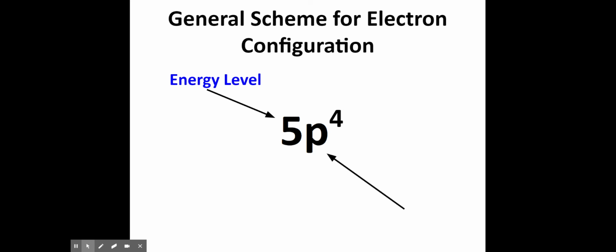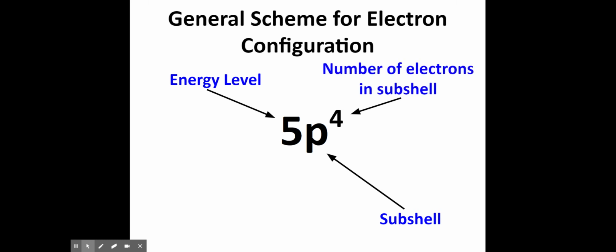Here we go. When you look at this configuration, the 5 is referring to which energy level you're on, 1 at the top with hydrogen, down to 7 at the bottom. The P is the letter of one of those four subshells, always in the order of S, P, D, F. The superscript represents the number of electrons that are in that subshell at this time.